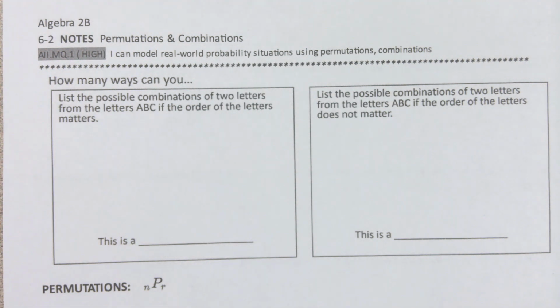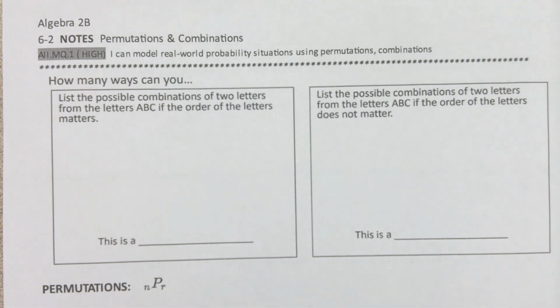Today we are talking about combinations and permutations. Just a quick word of warning about this. The math is very easy. The context, figuring out, is this a permutation, is this a combination that I'm looking at? That's going to be the difficult part of these problems.